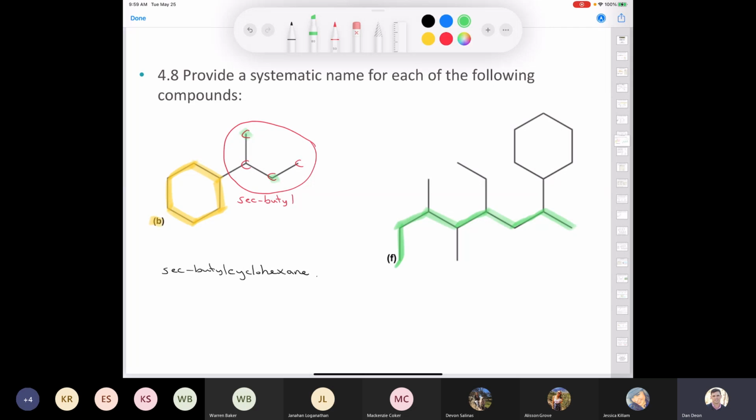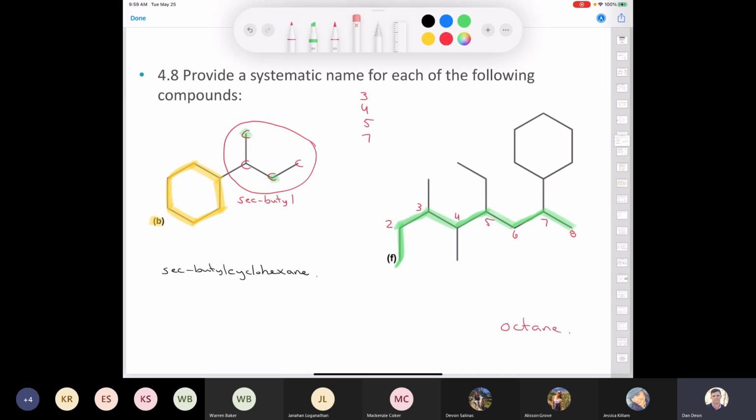Now look, when it comes to numbering this, do I start over here? Is number 1 here, or is number 1 over here? I'm sure a lot of you know the answer already, but let's see if we started numbering over here on the left-hand side. 1, 2, 3, 4, 5, 6, 7, 8. Okay, so there's 8 carbons. So this is some kind of octane. We have substituents at carbons 3, 4, 5, and 7.